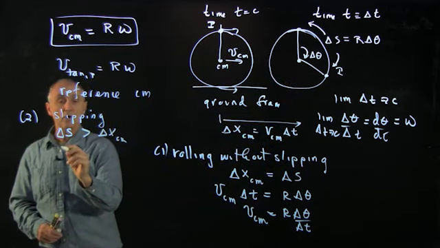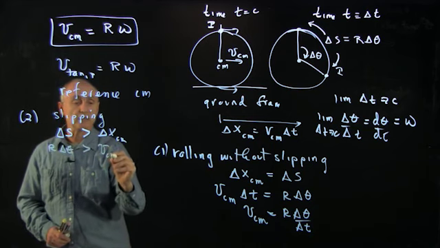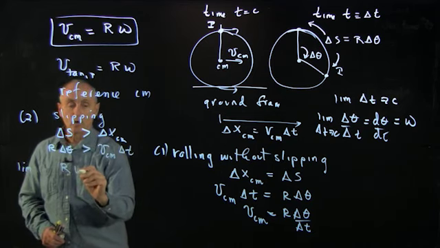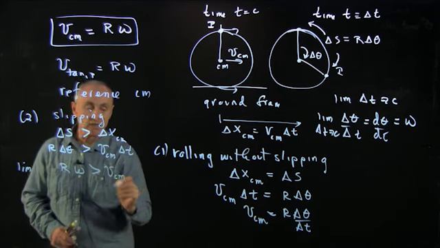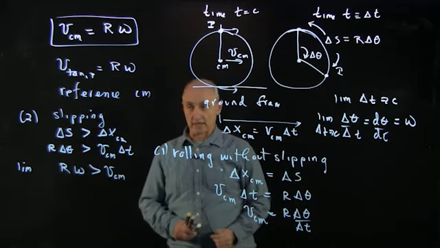And so again, we have delta theta is greater than v_cm delta t, or in the limit, r omega is greater than v_cm. You can say it's spinning faster than it's translating.